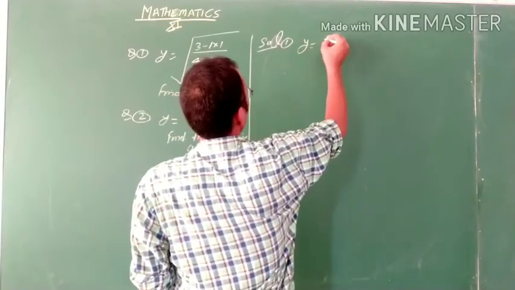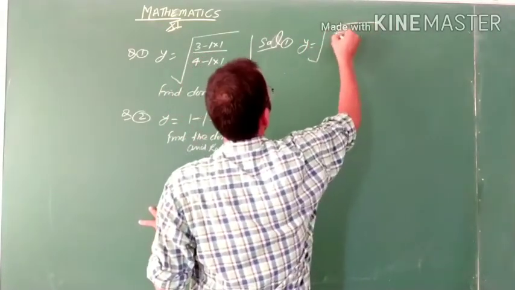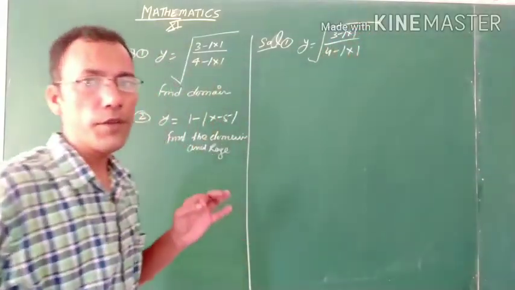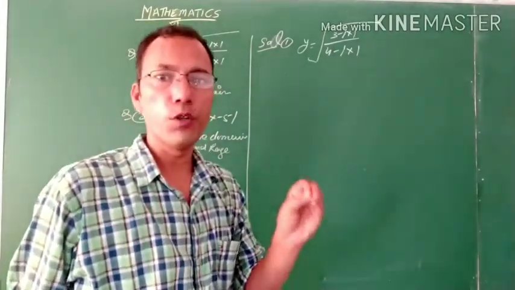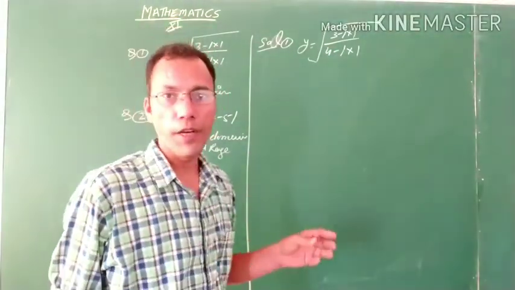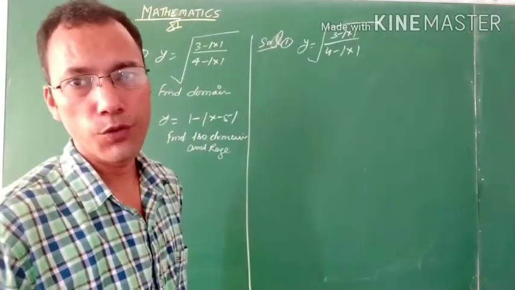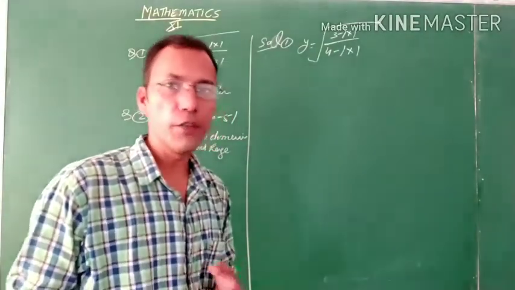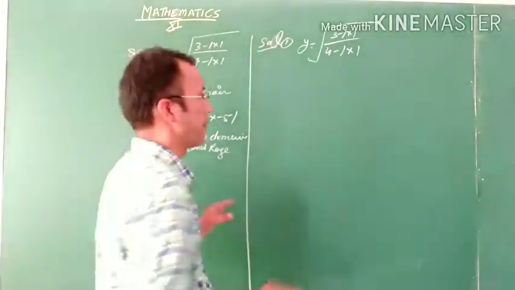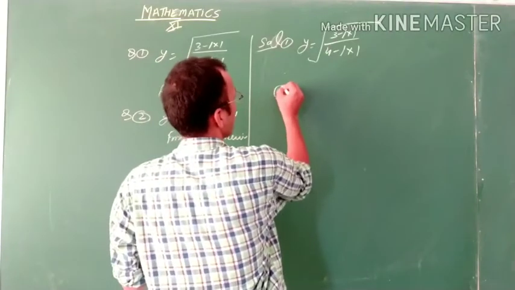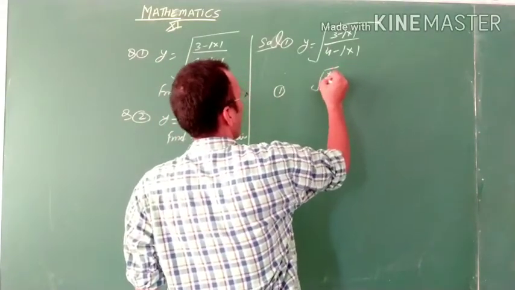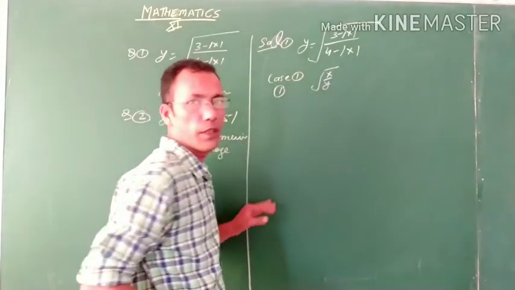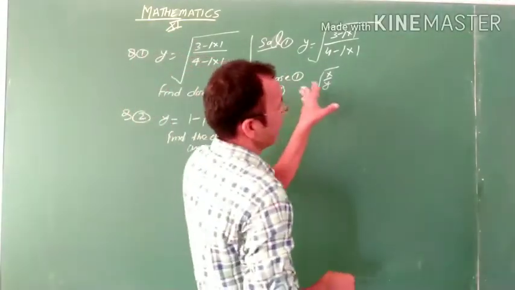First, the denominator must not be equal to 0. That is, 4 minus mod x must not be equal to 0. Apart from that, we have to find the critical points, which is quite easy. Now, first this is in the form of x upon y. This is case number 1. We can solve it, just try at home.